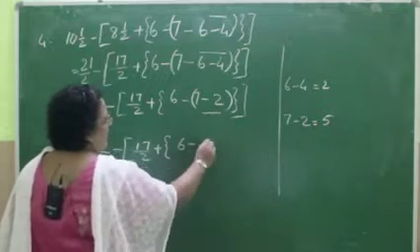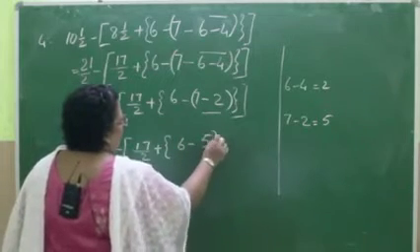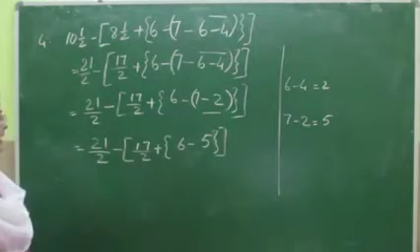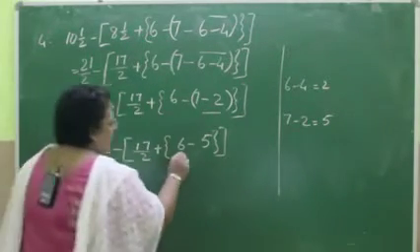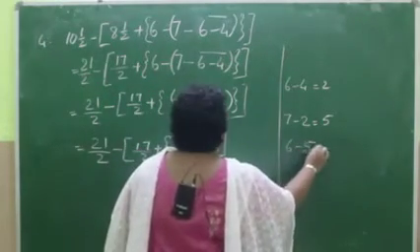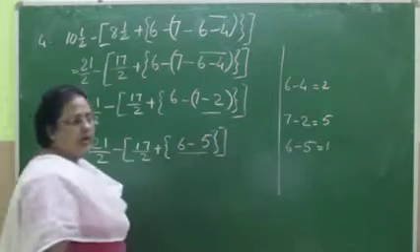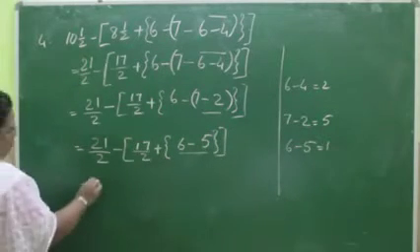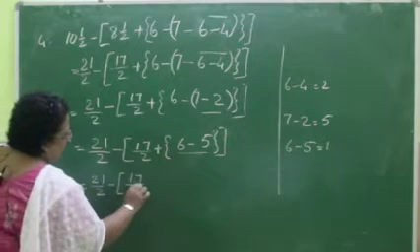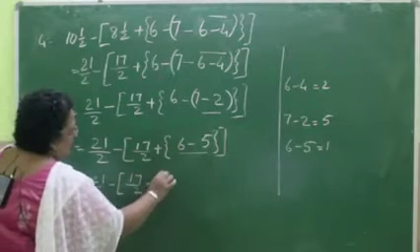Six minus 7 by 2 is 5. So we closed the curly bracket and the square bracket. Now we have to do 6 minus 5. What is 6 minus 5? 6 minus 5 is 1. So 21 by 2 minus 17 by 2 plus 1.